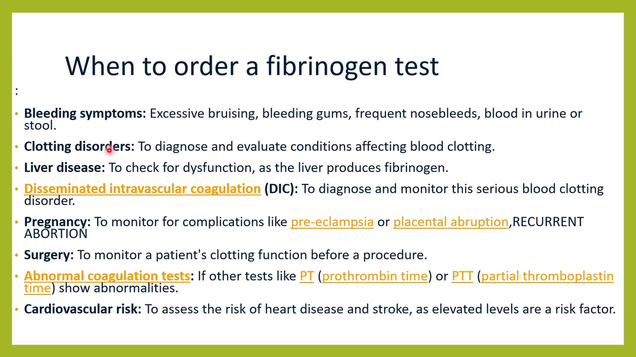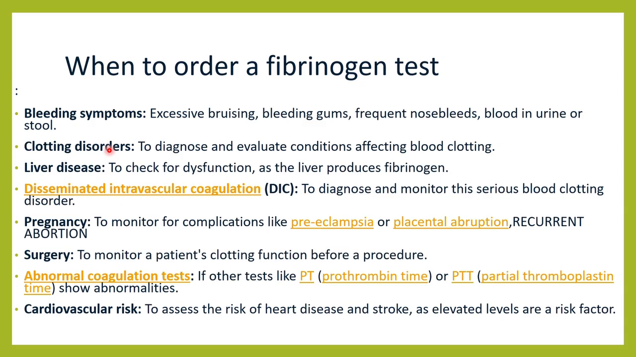Now when the doctor orders this fibrinogen test, as I've told you, the patient is having bleeding symptoms, excessive bruising, bleeding from the gums, frequent nosebleeds. So the doctor orders these tests to rule out any bleeding disorders. In certain liver diseases, because the liver produces most of the clotting factors and proteins, whenever there is liver dysfunction, either the patient sometimes will have abnormal bleeding or there is a change in these parameters.